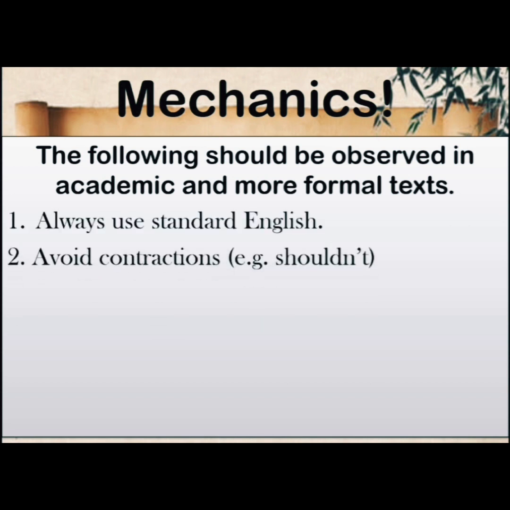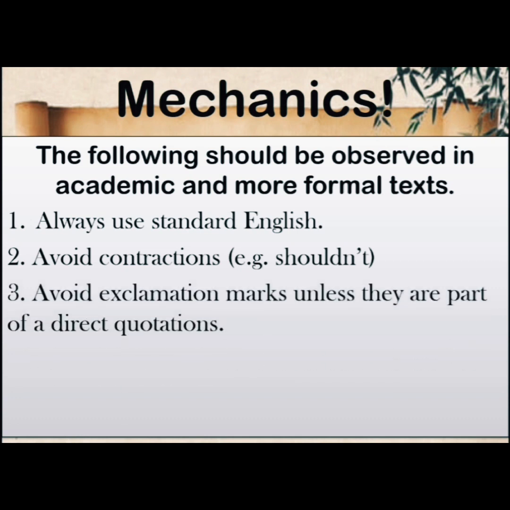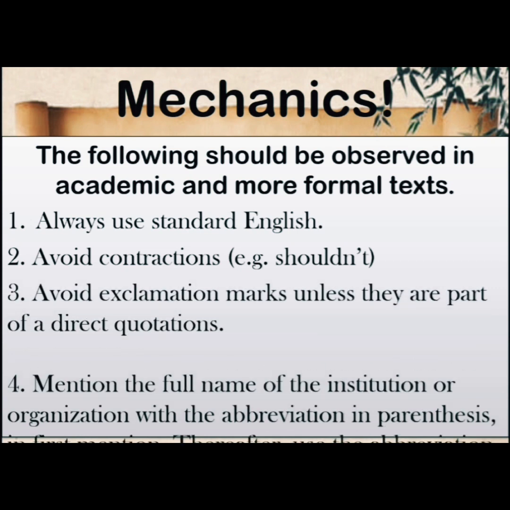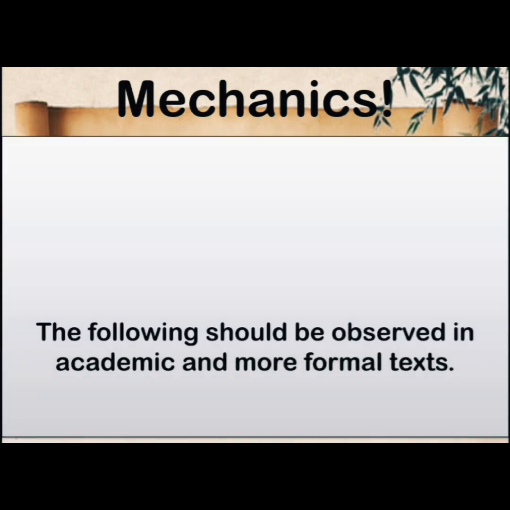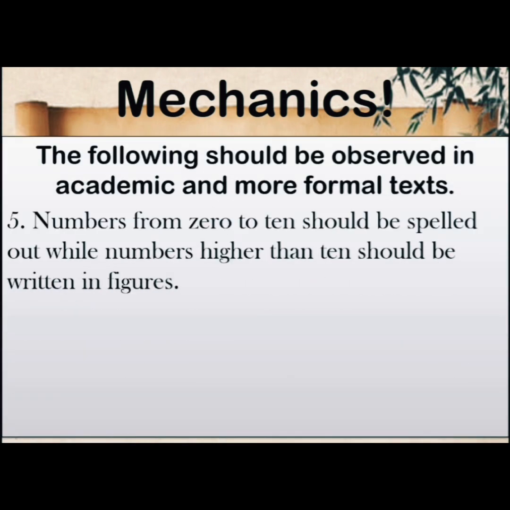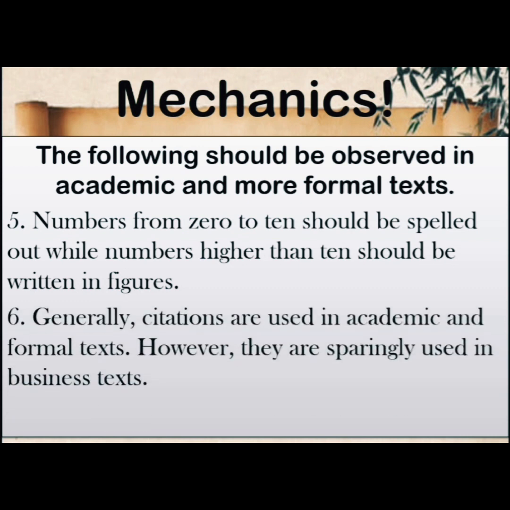Always use standard English. Second, avoid contractions, like turning should not into shouldn't. Third, avoid exclamation marks unless they are part of direct quotations. Fourth, mention the full name of the institution or organization with the abbreviation in parentheses in first mention. Fifth, numbers from 0 to 10 should be spelled out while numbers higher than 10 should be written in figures. Lastly, citations are used in academic and formal texts.